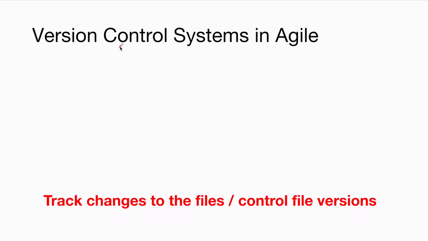Hello, welcome. In this lecture, we will discuss version control systems in Agile. Especially when you are doing a software project, you need a system wherein you can control the version of the file. Version control basically means you are tracking changes to the file. It is especially important when you are doing a software development project.